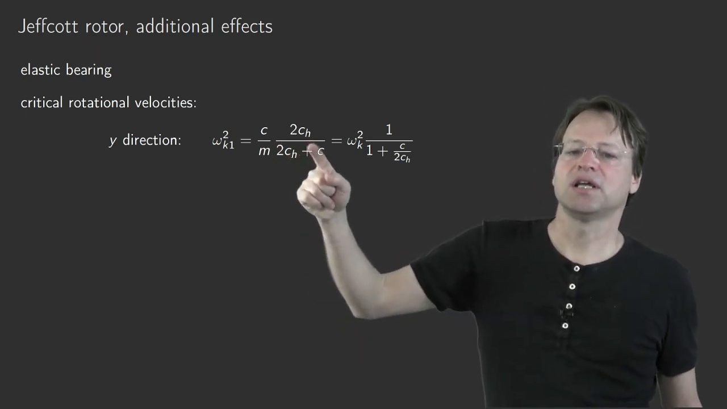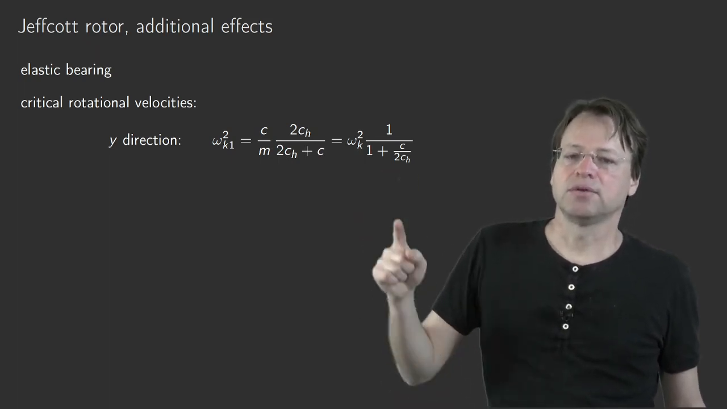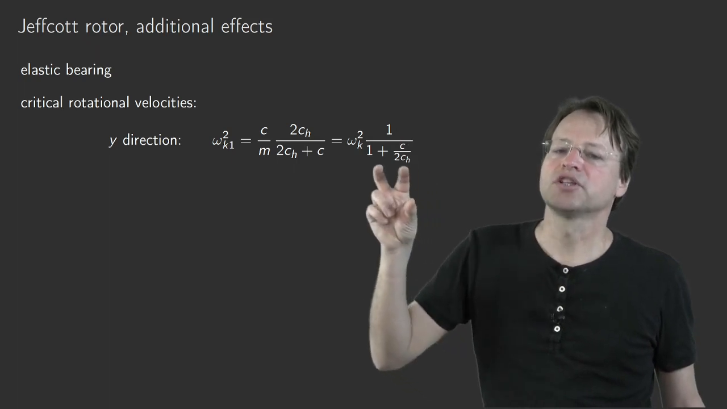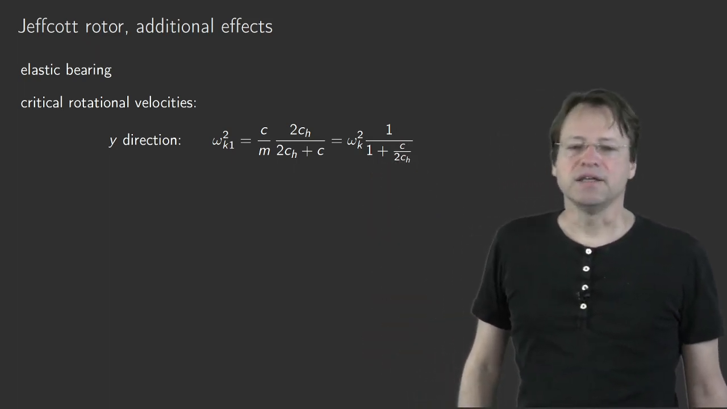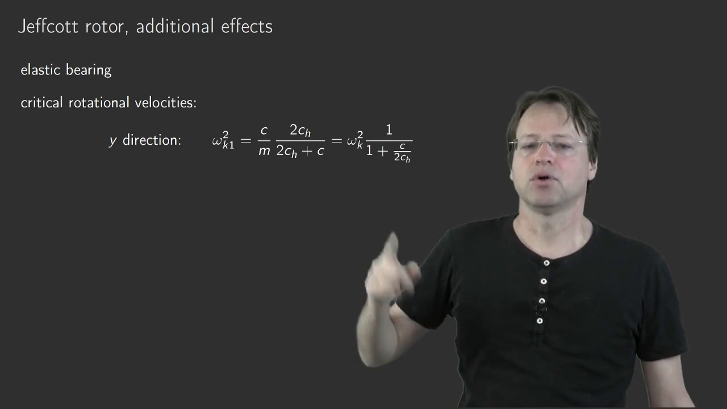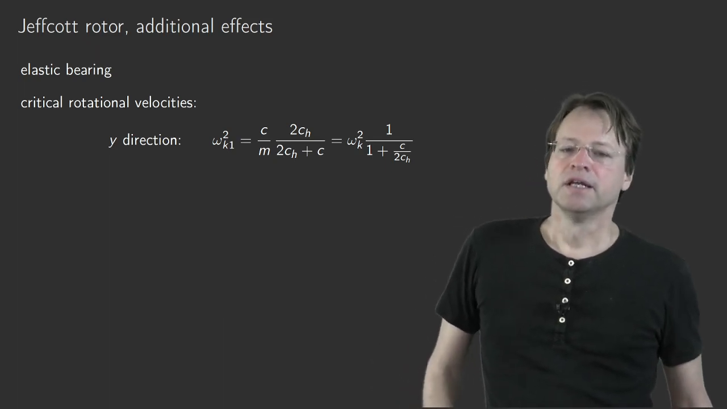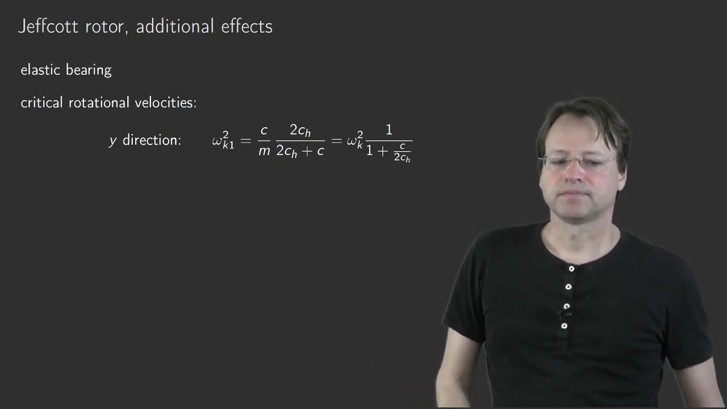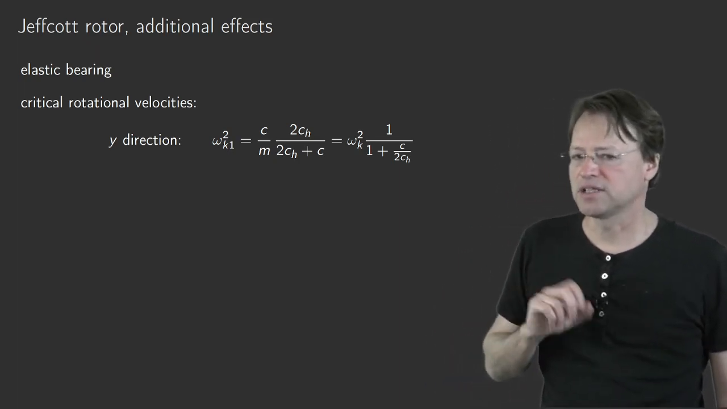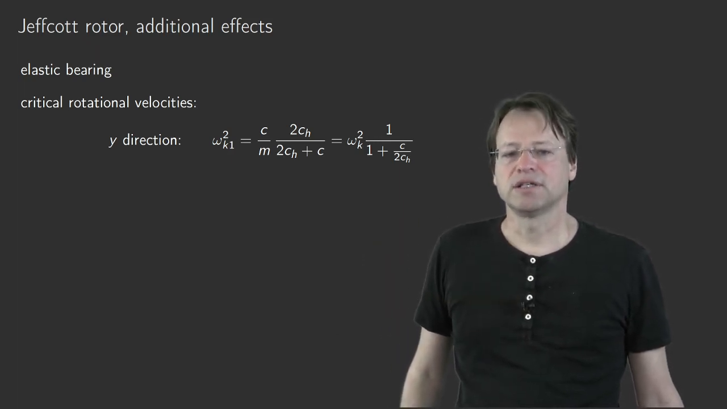You can see it's 2c sub h divided by 2c sub h plus c. If you look at the term, then you can see that the denominator is always larger than the numerator, so the whole expression is always smaller than 1. This means that omega k squared is always larger than omega k1 squared, because you have to multiply omega k squared by a factor that is smaller than 1 to obtain omega k1 squared. So this means that the critical speed for elastic bearings, taking the stiffness and the flexibility in the bearings into account, is smaller than the critical speed for the classical Jeffcott rotor.